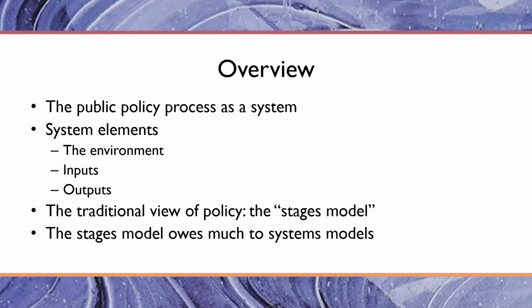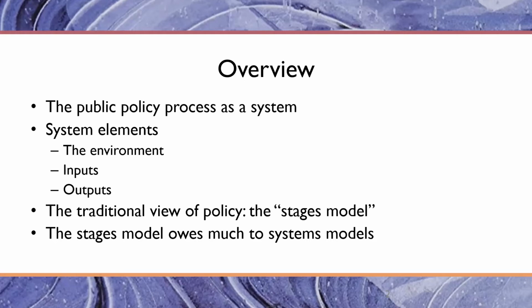What I mean by the policy process as a system is that it includes three elements: the policymaking environment, the inputs into the system, and the outputs from the system. I want to start with an overview of a traditional view of policy, the stages model or stages heuristic. The stages heuristic is a term that was used by Paul Sabatier, a very prominent figure in policy studies. And a heuristic is like a checklist or a set of rules of thumb. It's not really a model in the classic scientific sense of the term, but we'll use that to organize our thinking going forward about the public policy process.